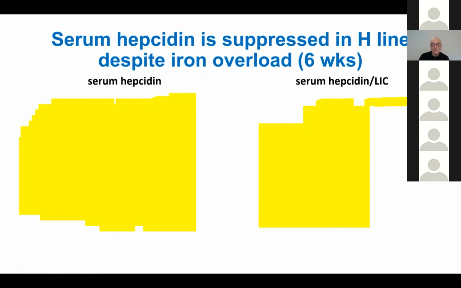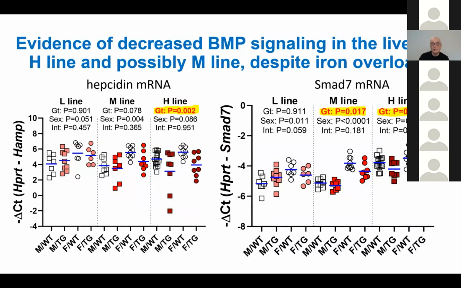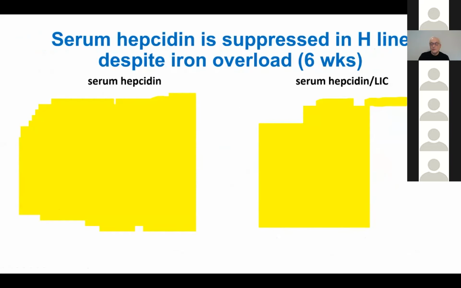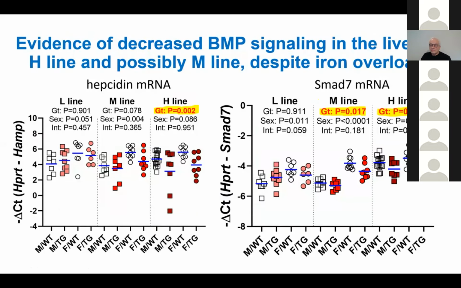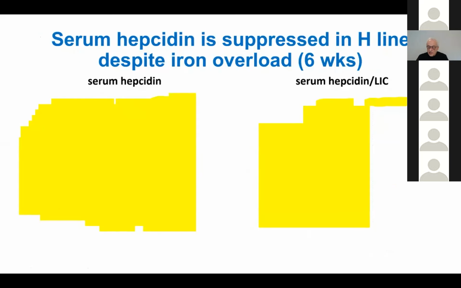Now, something funny happened here, but the point of the slide before, where there is some glitch in the transmission, is that serum hepcidin is in fact suppressed in the high line, and there's a hint of suppression of serum hepcidin even in the intermediate line, but the low line does not suppress hepcidin.